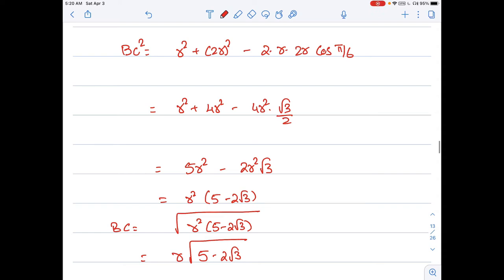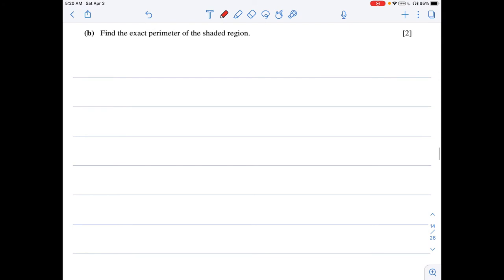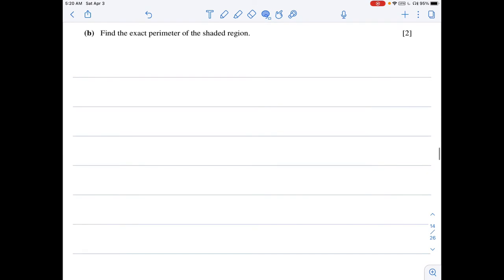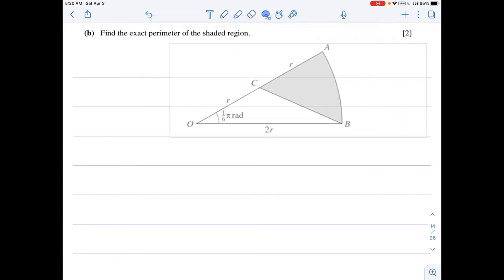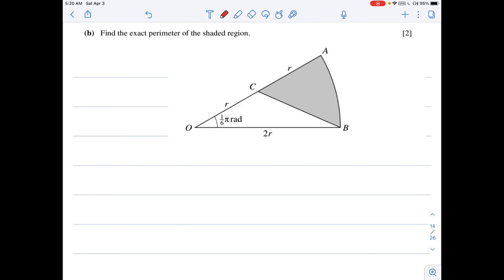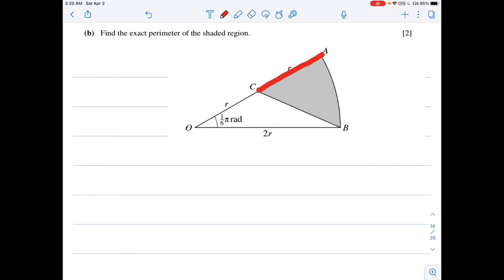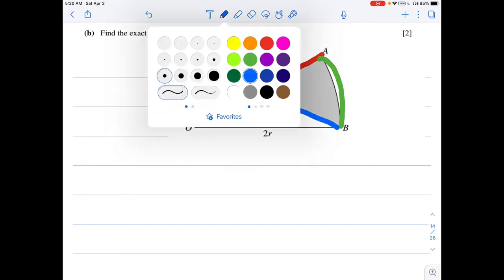He's asking in the next part, find the exact perimeter of the shaded region. So let us copy the diagram over there. I want the perimeter of the shaded region. The shaded region is made up of three parts. The first part is AC, the second part is the arc AB, the arc length, and the third part is going to be BC. So there are three parts in this question.